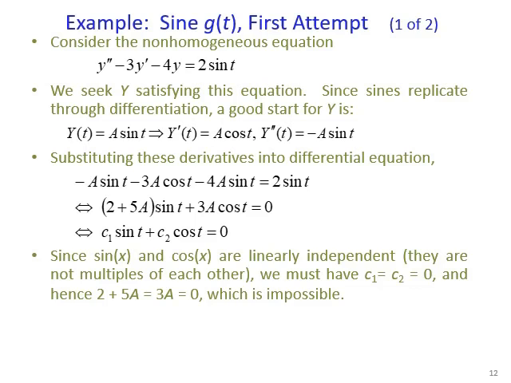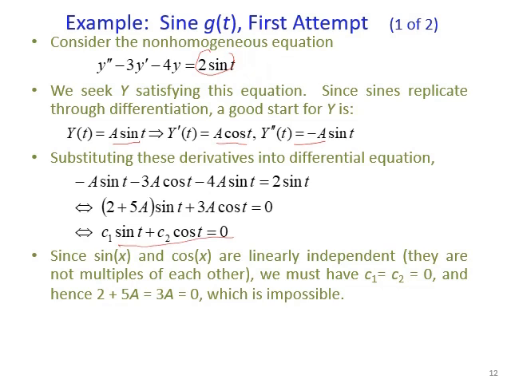Let's assume the non-homogeneous equation has sine as the function on the right-hand side. Then if we assume y is sine also, and we find y', y'', and substitute, we get this. This one is difficult: one equation with two unknowns.